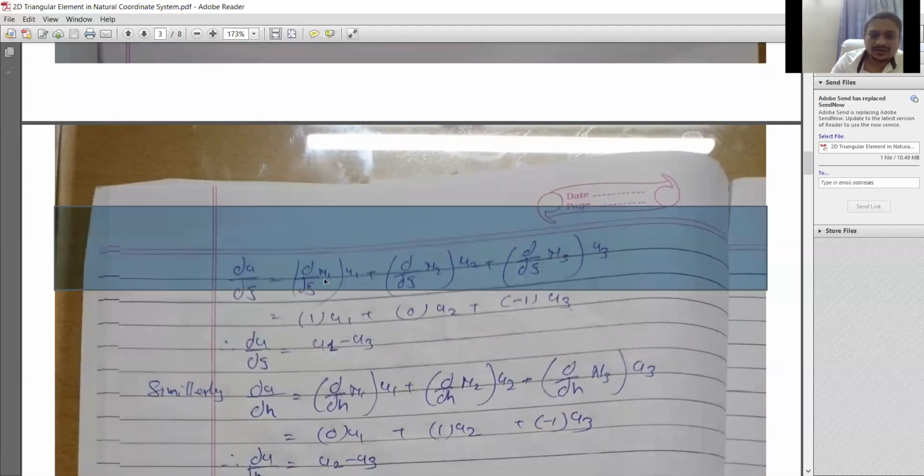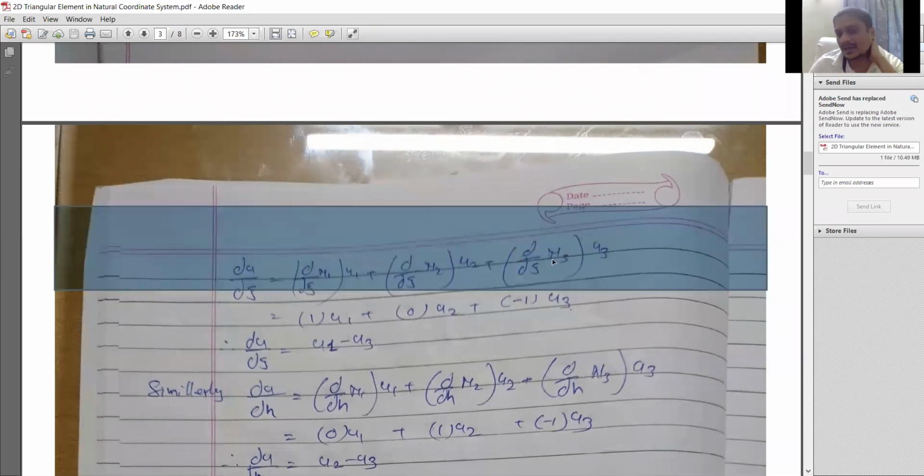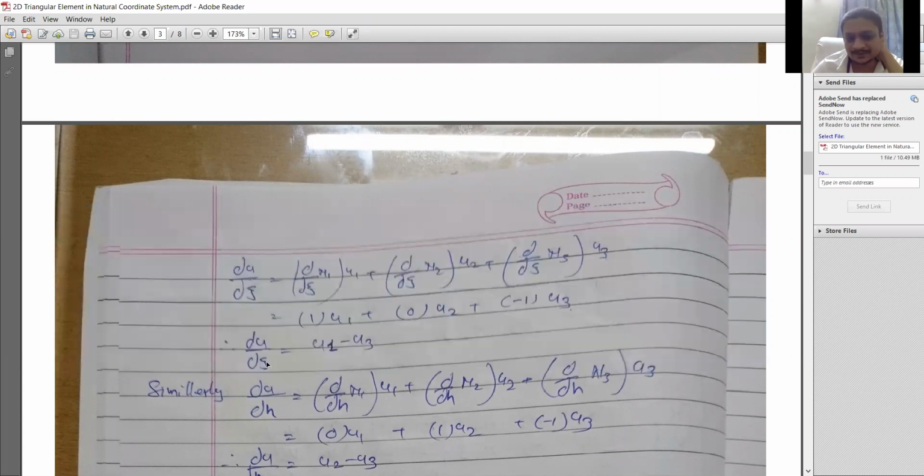While calculating N1, N2, N3, we have also calculated their derivatives with respect to xi and with respect to eta. So if you remember, the value of N1 is xi. So d by d xi of xi will be 1. That's why you'll find there is a 1 over here. The N2 value is nothing but eta, so d by d xi of eta will be 0. And your N3 value is nothing but 1 minus xi minus eta. So xi and eta will be gone, only minus xi will remain. So d by d xi of minus xi comes out to be minus 1. So du by d xi will now become u1 minus u3.